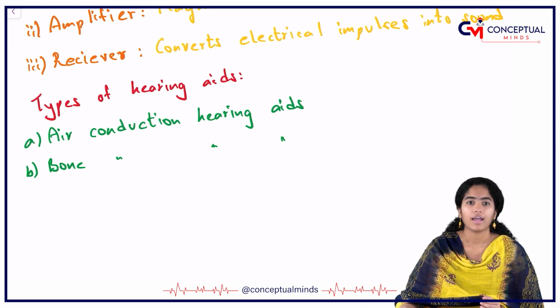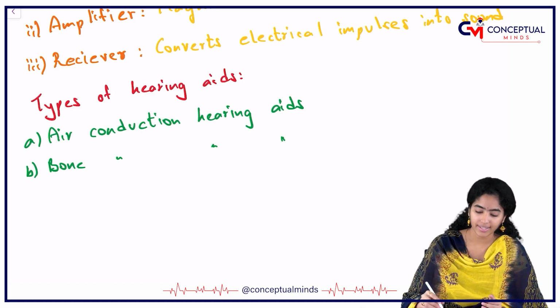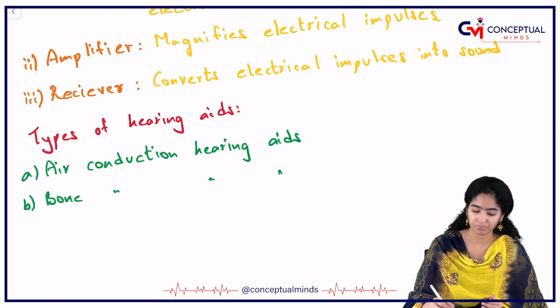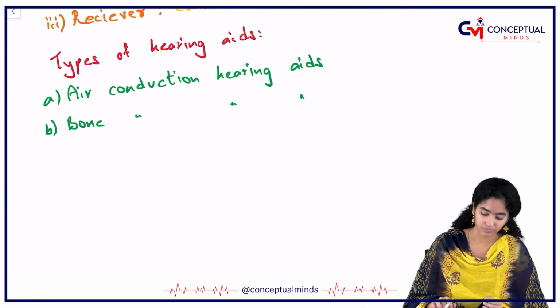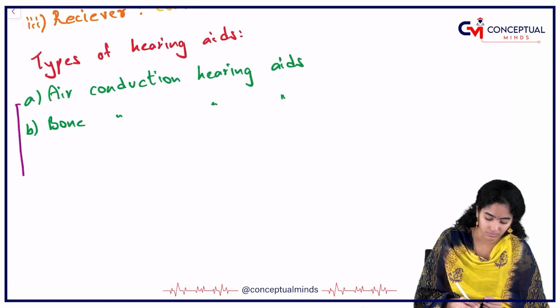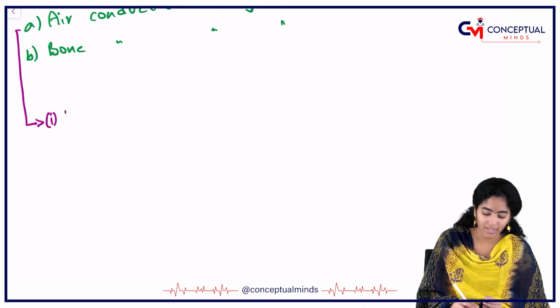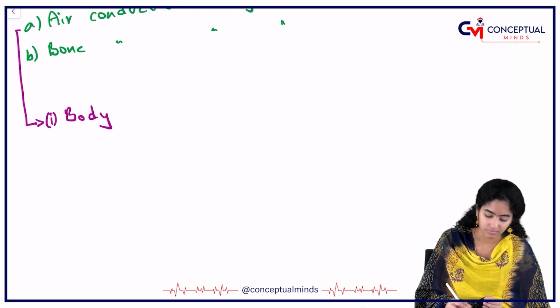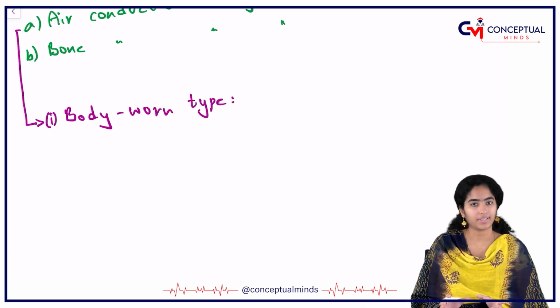Okay. Now most of the aids are of air conduction type. In air conduction type, we again have subcategories. Let us look into those subcategories now. First one among them is body-worn types. This is the most common type.